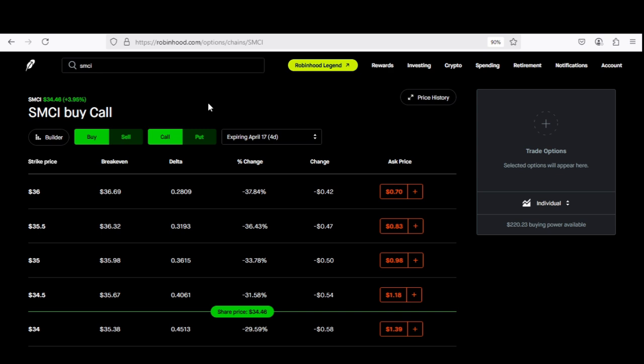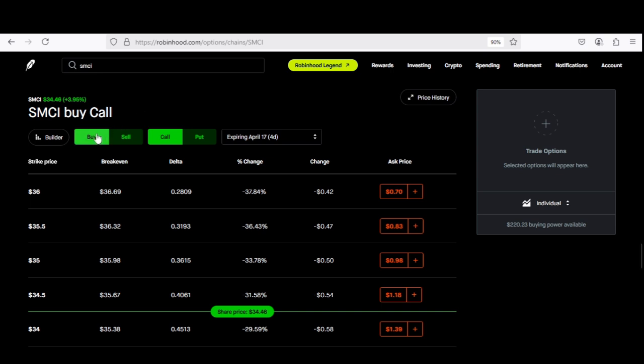For those of you that do not know what a LEAPS option is, LEAPS is an acronym that stands for Long-Term Equity Anticipation Securities. It's just another name for a long-term contract that expires a year and beyond. Now, let's go ahead and get into this strategy by using Super Micro Computers.